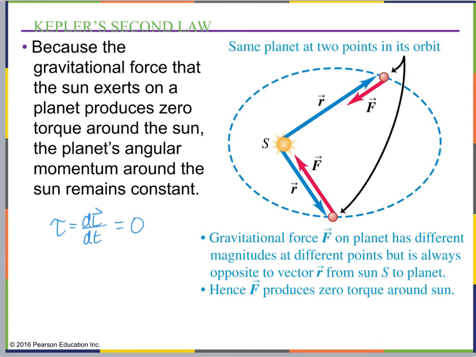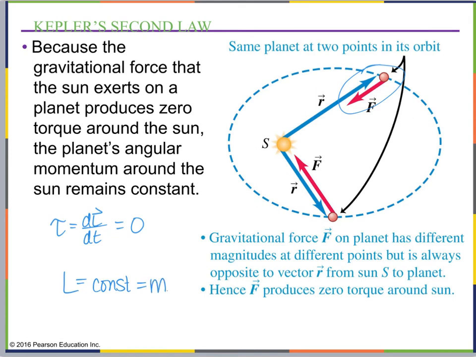Well, because the force and the radius are parallel to each other, actually anti-parallel, the torque is 0, so the angular momentum is constant. And so the motion of these planets around the sun is very similar to the ice skater who pulls their arms in, and as they pull their arms in, they go faster.